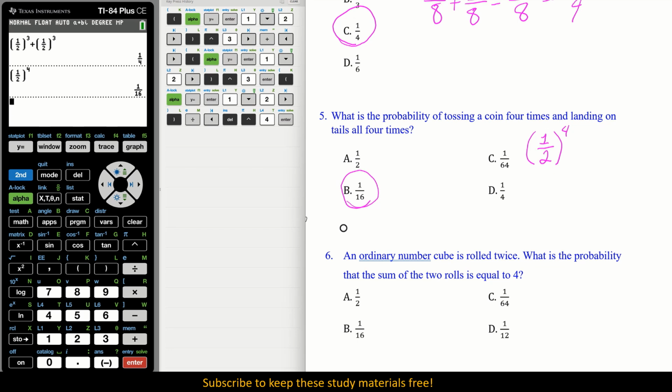Now we know that 1 to the 4th power is 1 and 2 to the 4th power is 16. But if you don't have it memorized, that's fine. Just put it in your calculator.